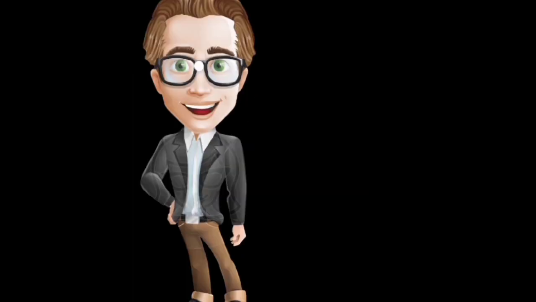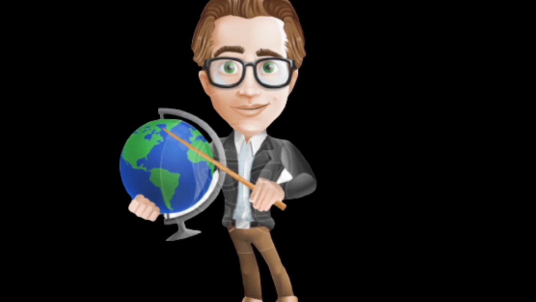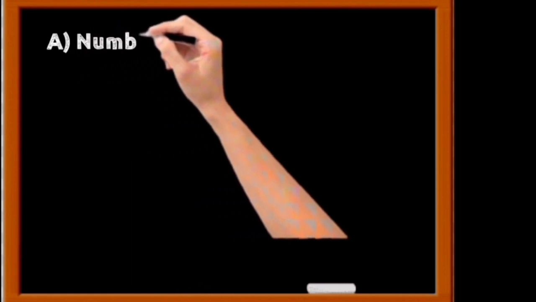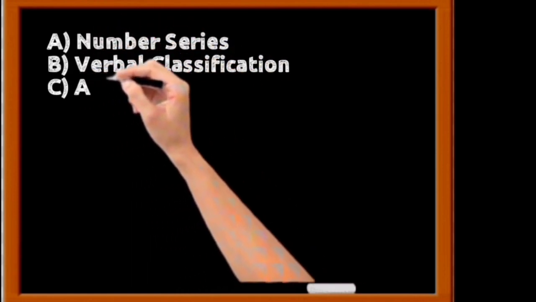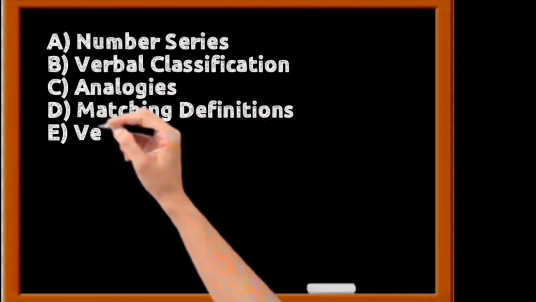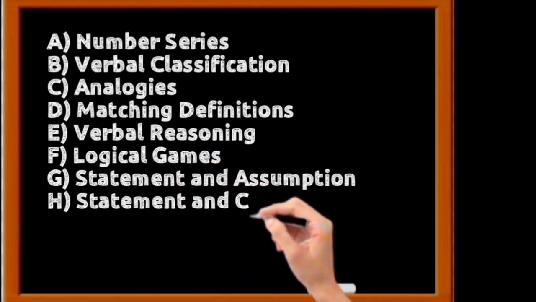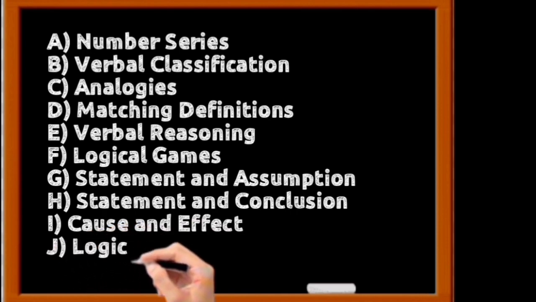As said in the previous video, a logical reasoning test is a fundamental part of any placement interview or fresher assessment exam. So, if you are a fresh college graduate, you should be well prepared to crack any logical test in your interview. So, let us look through these topics, each with an example. This video is all about the major topics in reasoning. There are mainly 10 types of reasoning topics. They are number series, verbal classification, analogies, matching definitions, verbal reasoning, logical games, statement and assumption, statement and conclusion, cause and effect, and logical deduction.